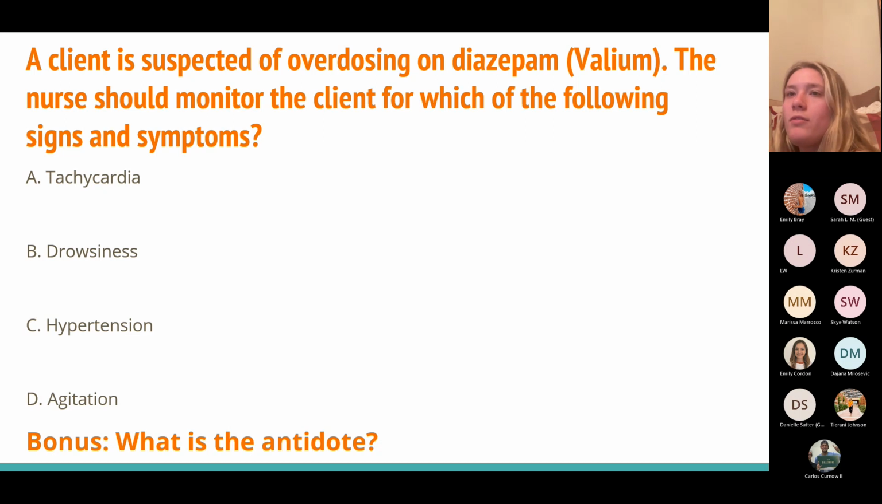A client is suspected of overdosing on diazepam. The nurse should monitor the client for which of the following signs and symptoms. And then a bonus question, what is the antidote?